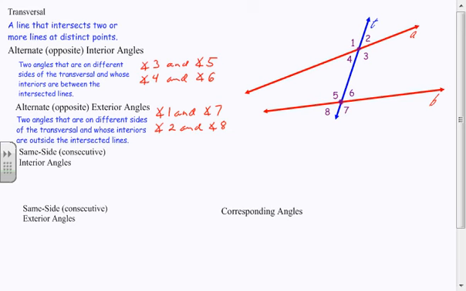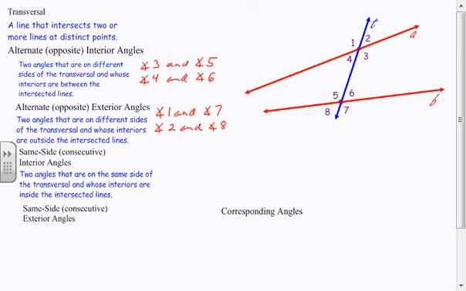Okay, moving on. Same side, or sometimes called consecutive. I like same side because it's descriptive. A lot of times you don't understand what consecutive means. But same side means on the same side of the transversal, and that's exactly what it means. Two angles that are on the same side of the transversal and whose interiors are inside the intersected lines. So, for example, angle 4 and angle 5.